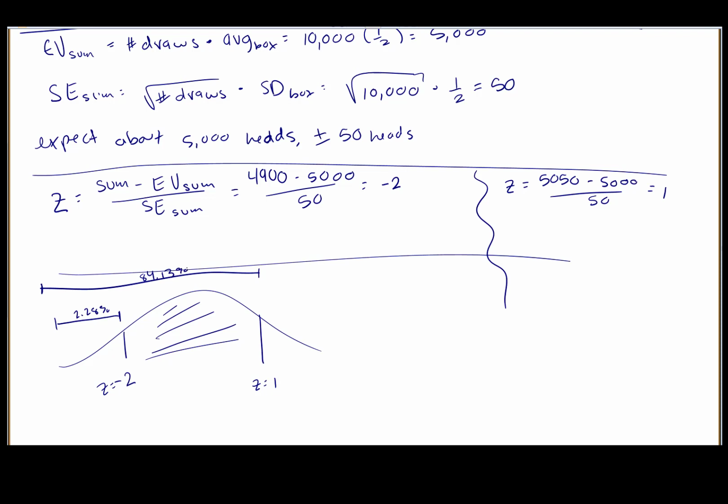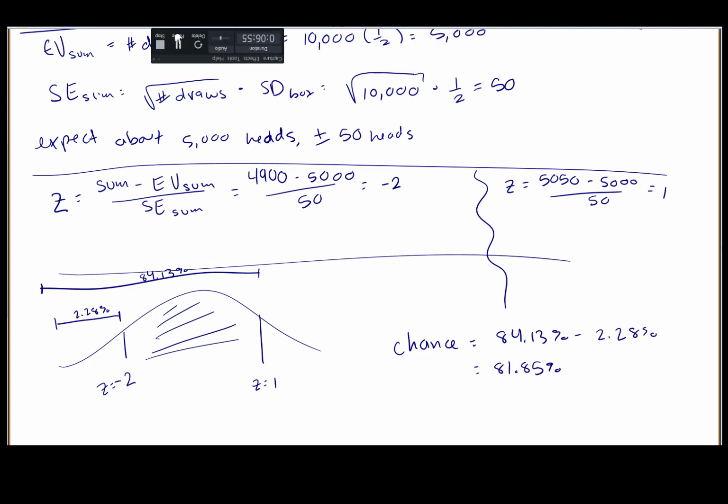Neither of those numbers is what I actually wanted. I wanted the area in the middle. To get that, if I take the big area and subtract the small area from the tail, it gives me just what's left in the middle. So the chance I was looking for is 84.13% minus 2.28%, which gives me 81.85%. Keep in mind the textbook does round a little bit, so they'll probably round that to about 82%. That's fine, they just like to round.